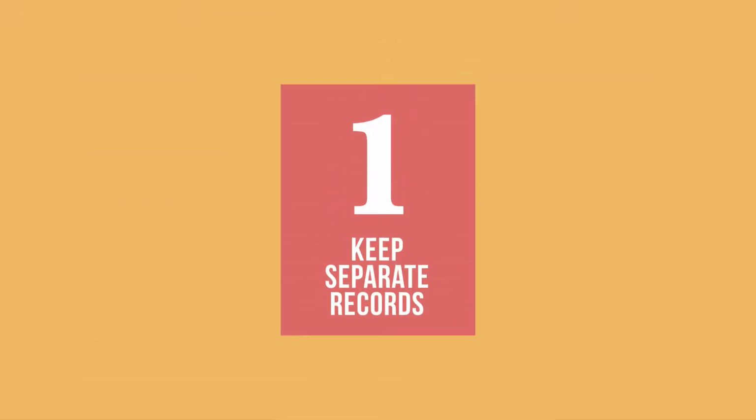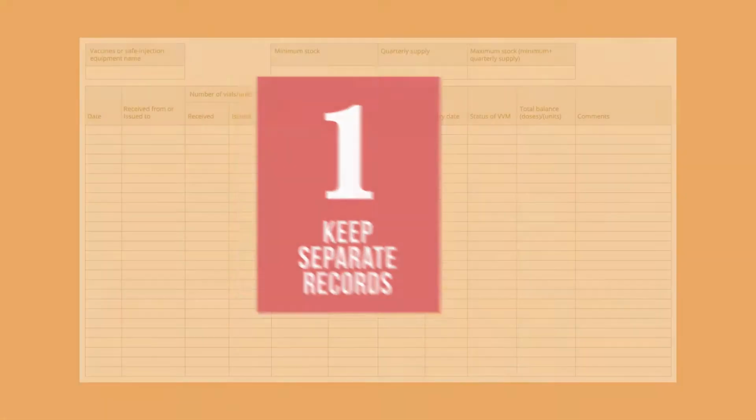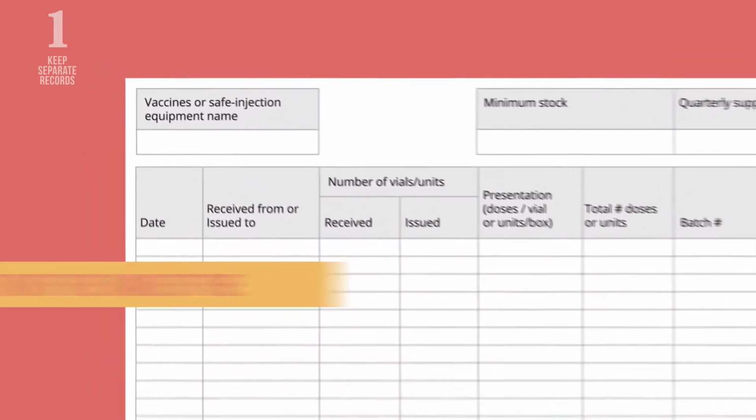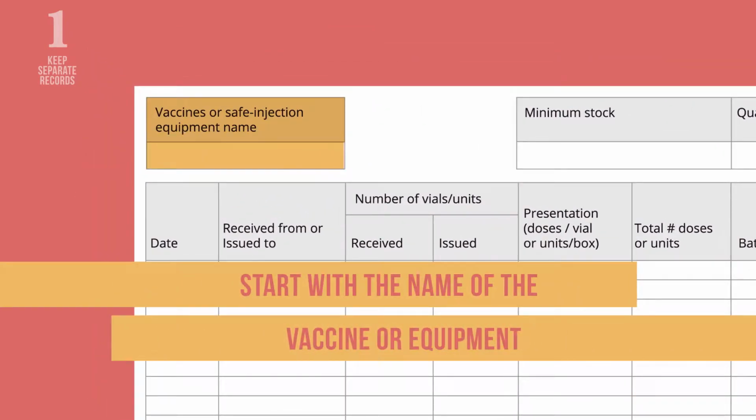Let us take a look at one example of a stock ledger and see how to fill it out. At the top, you start with the name of the vaccine or safe injection equipment, such as rotavirus vaccine or AD syringes. You should keep a separate record for each type of vaccine or safe injection equipment.